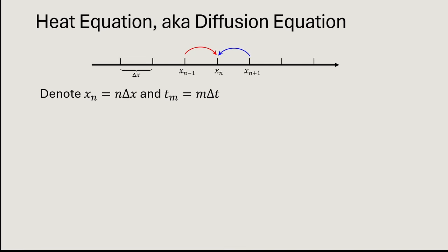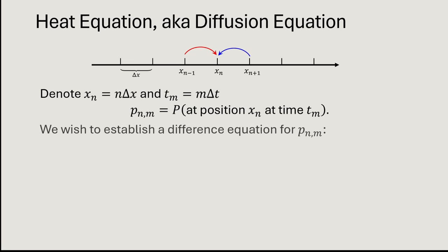We now turn our attention to the relation between Brownian motion and a partial differential equation known as the heat equation. Our goal is to derive a partial differential equation satisfied by the probability density function and also the transition probability density function for the Brownian motion. Let's go back to the discrete scenario. Denote x_n equals n times delta x and t_m equals m delta t. And we write p_n,m as the probability of being at position x_n at time t_m.